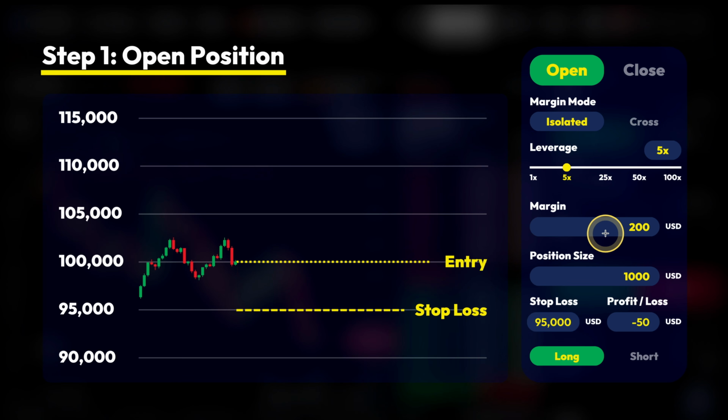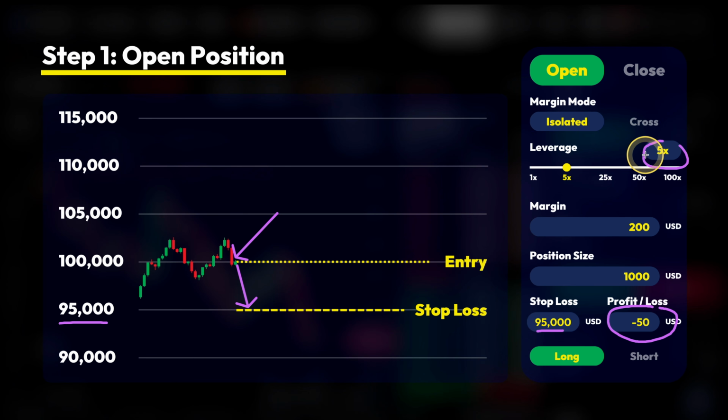This would mean you would risk a maximum of $50 per trade. So I've made this example calculation. We want to place our stop loss at a maximum loss of $50 at a current price of $100,000. This would mean if we place our stop loss at a 5% drawdown, the stop loss would be at $95,000 right here, where we would make a $50 loss.